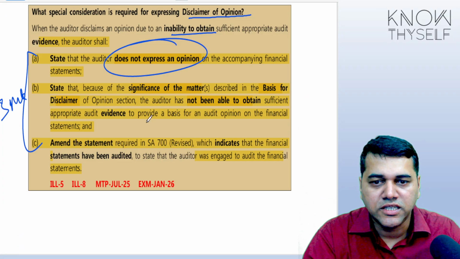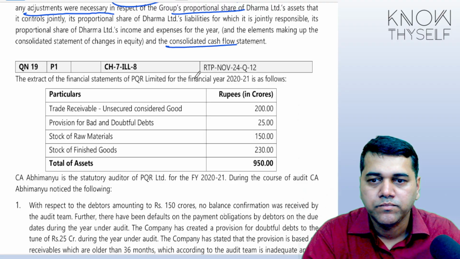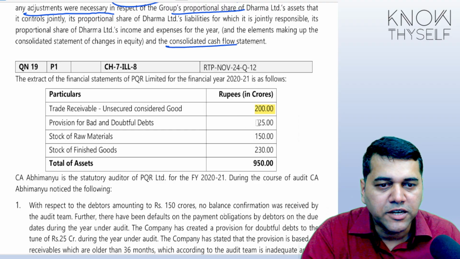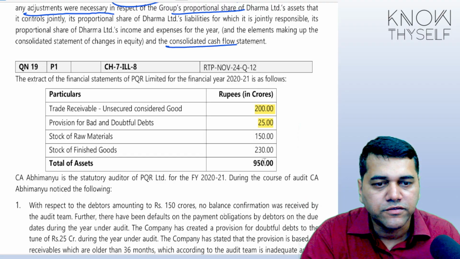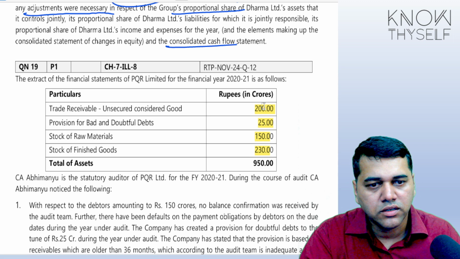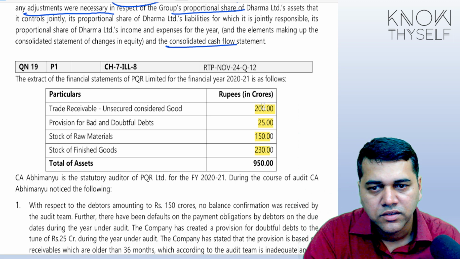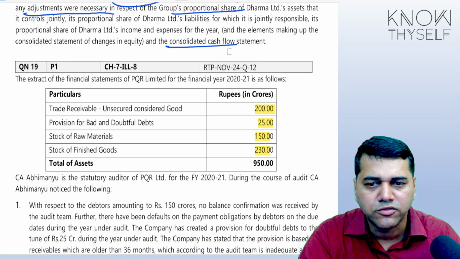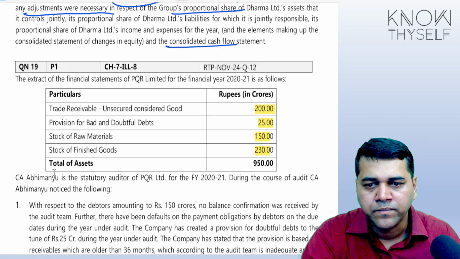Yes. So illustration number 8. Extracts of the financial statement is as follows. Trade receivable is 200 crore. Bad debt provision is 25 crore. Raw material and FG is 150 and 230. So total, is it 950 total of assets? Maybe, because fixed assets and all they are not telling. Otherwise, it is not amounting to 950.